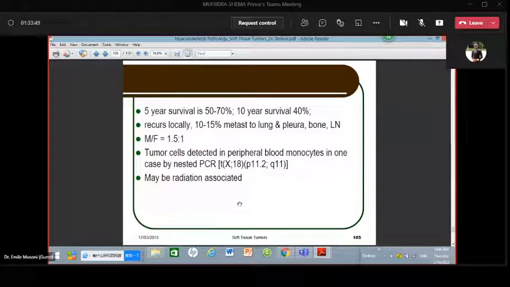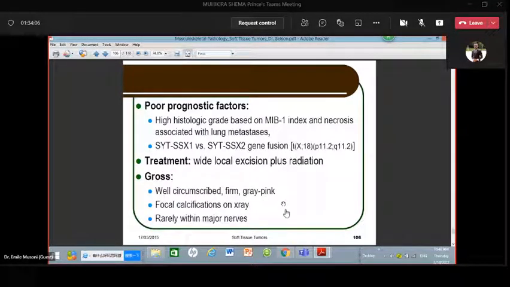They say tumor cells were detected in peripheral blood monocytes in one case by PCR. It also has some genetic factors. It may occur locally and metastasize to the lung and pleura, bone, and lymph node. Poor prognostic factors of those synovial sarcomas are high histologic grade, based on proliferative indicators and necrosis, associated with lung metastasis. There is also some gene mutation. Treatment is local excision and radiotherapy.